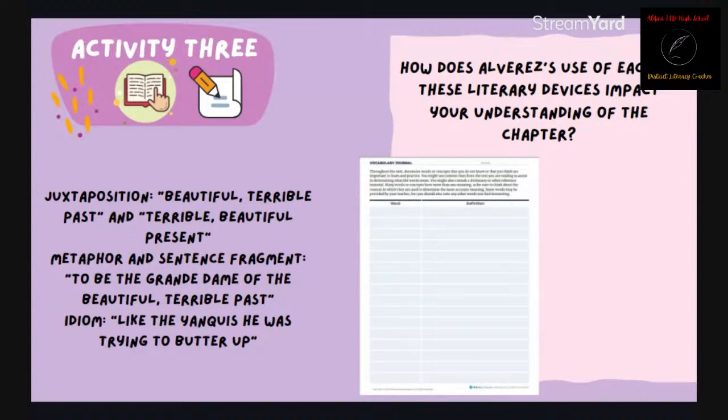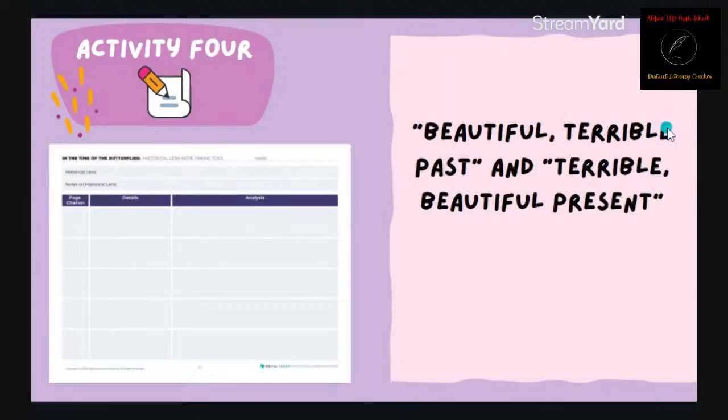For this lesson's final activity, students use their annotations to complete an entry that analyzes how juxtaposition works in the phrases "beautiful, terrible past" and "terrible, beautiful present" to create a paradox on the historical lens note-taking tool. Entries are shared with a partner, and students add to or revise as needed before responses are shared with the class. To support students, the teacher might have a sample copy of the historical lens note-taking tool displayed in front of the class as they model this process.